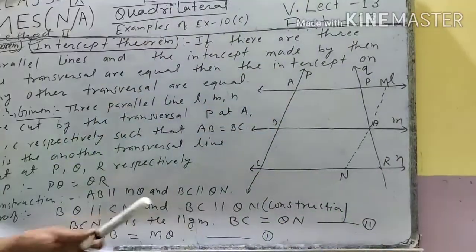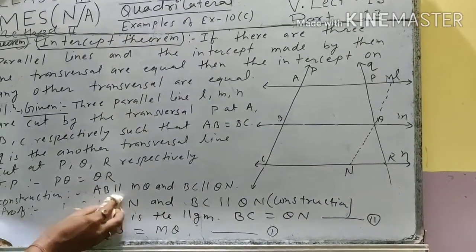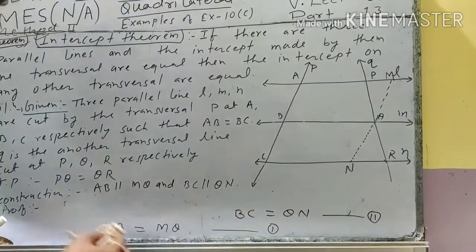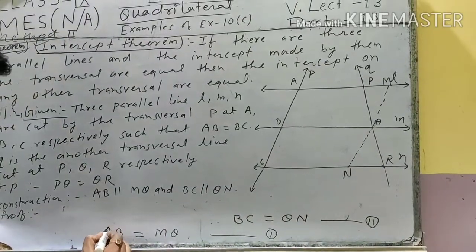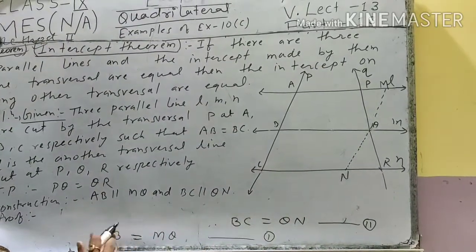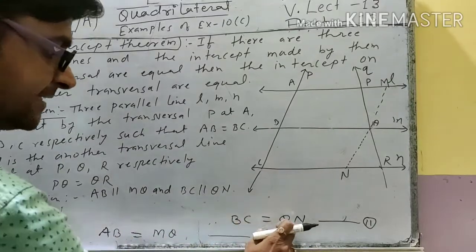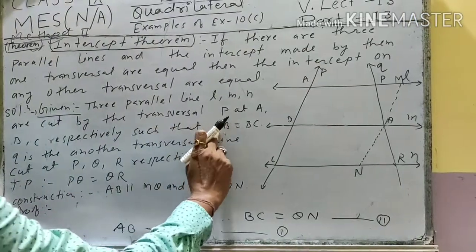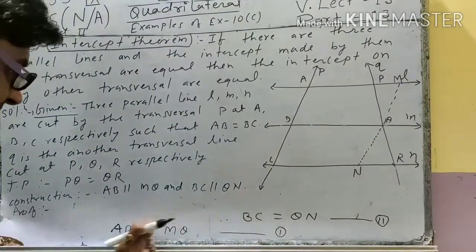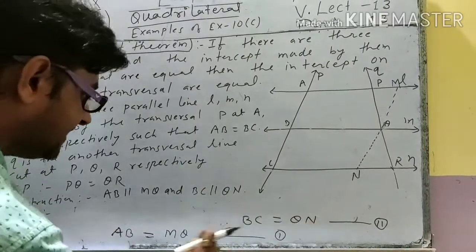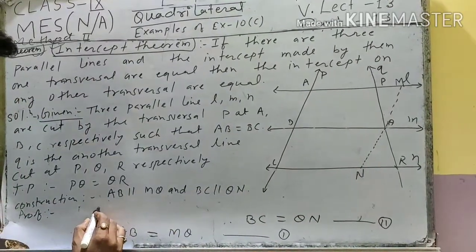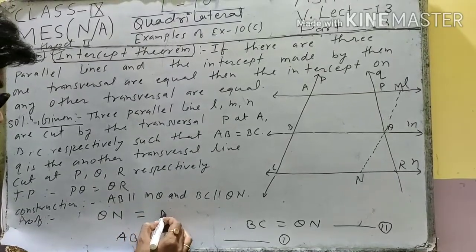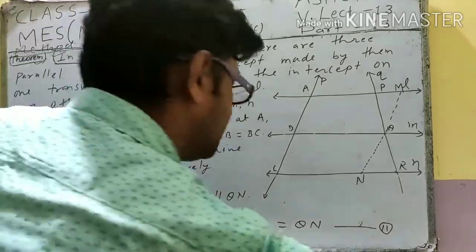So from equation 1 and 2, what will we get here? AB is parallel to MQ and BC is parallel to QN. We know that AB is equal to BC. Look at here, the given information, AB is equal to BC. That means this side is equal to this side. So QN is equal to MQ.